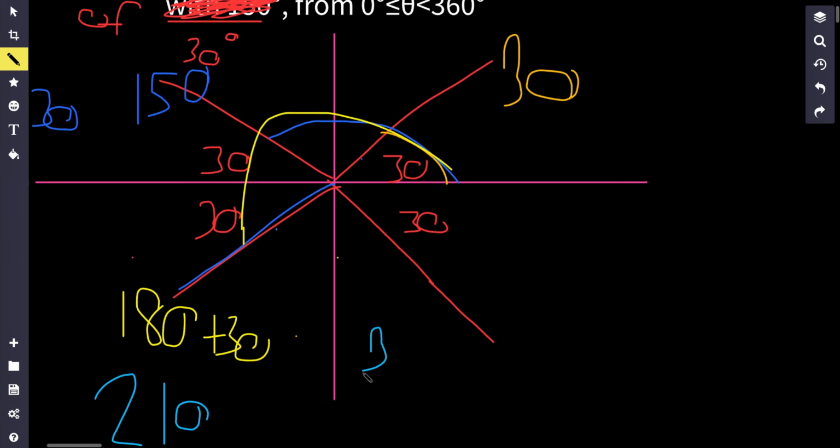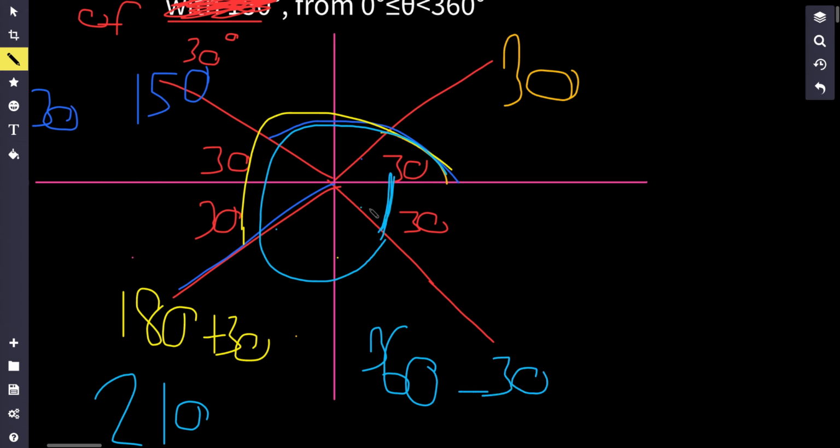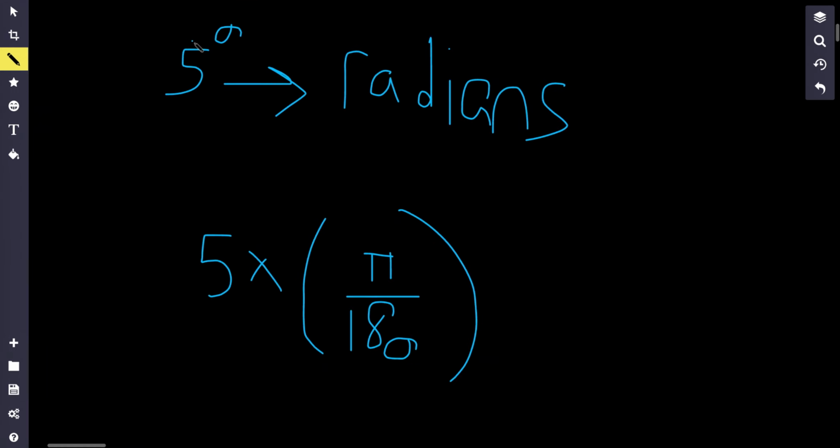Finally, to find the last angle, we know that a whole trip around the circle is 360 degrees. I'm trying to find this angle right over here. This blue line represents my angle, and it has a reference angle of 30 degrees. The blue part is the whole 360 degrees minus my reference angle. So 360 minus 30 gives me 330. And that's our answer.